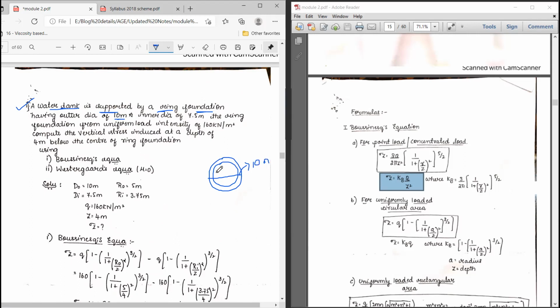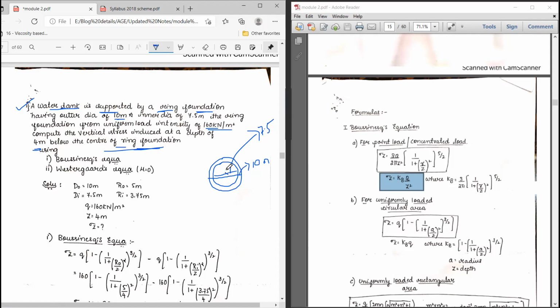And inner dia is 7.5 meter. That means this inside ring diameter is 7.5 meter. The ring foundation is uniformly loaded with 160 kilonewton per meter square. Compute the vertical stress induced at a depth of 4 meter below the center of the ring foundation.